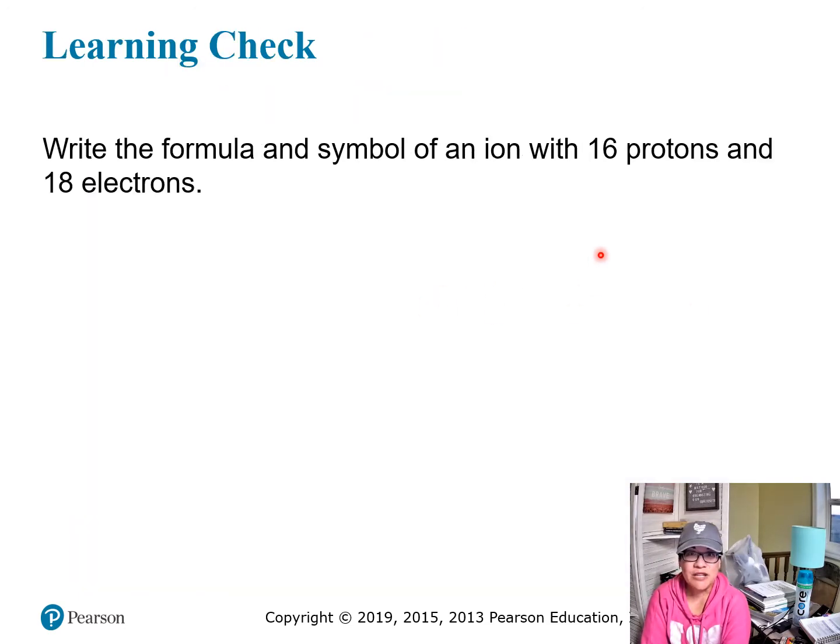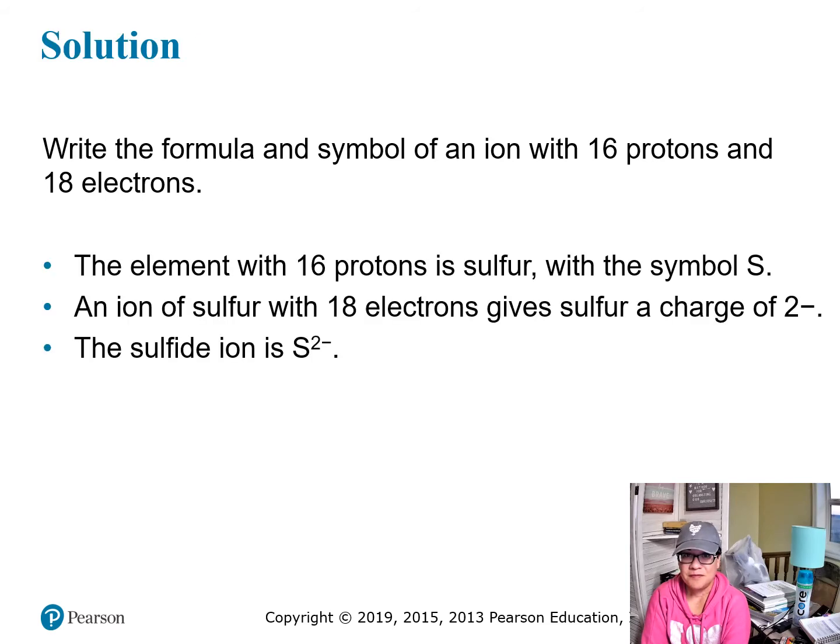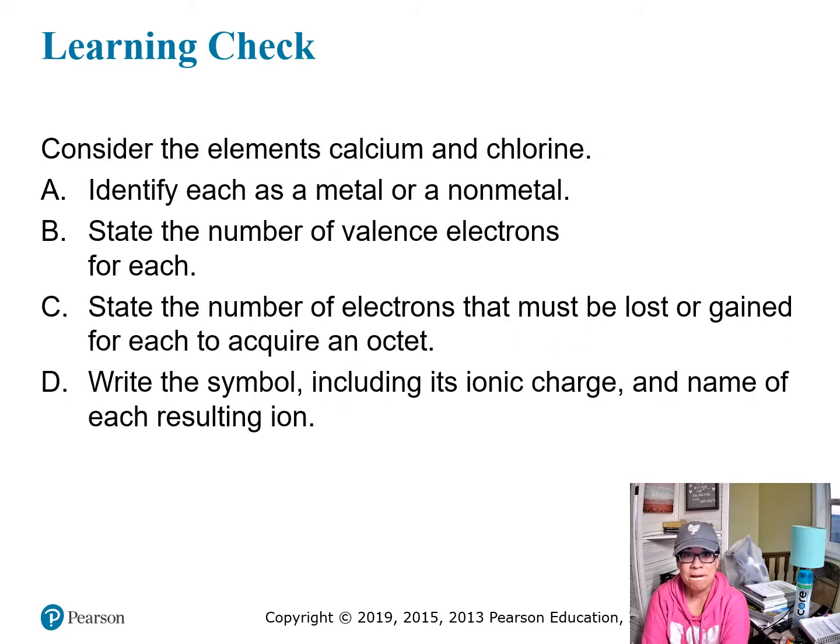All right, let's see if we can write the formula and symbol of an ion with 16 protons and 18 electrons. So go ahead and pause to do that. So that element would be sulfur. The symbol is S. And if it has 18 electrons, it's going to have an oxidation number or charge of 2-. So that's your answer. That's a sulfide ion. That's its name, is sulfide.